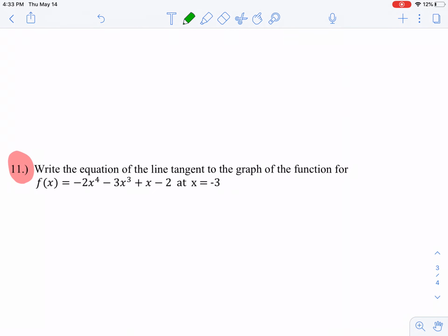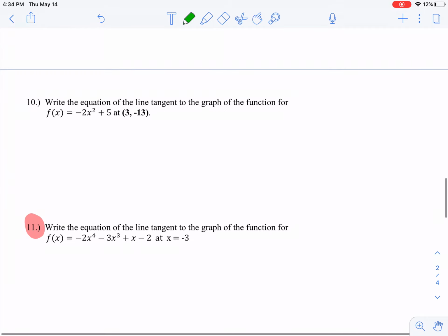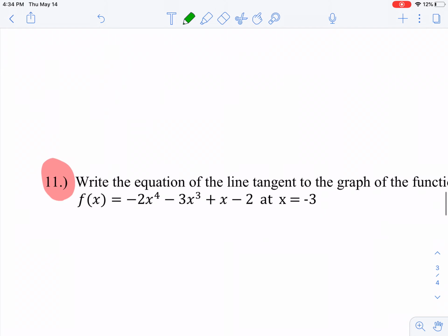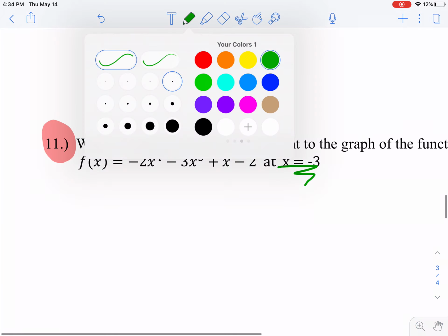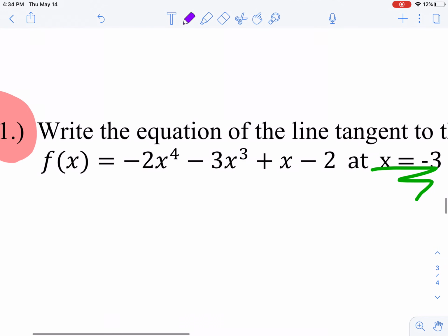Okay, and the last problem I'm going to do with you guys is number 11. This one says write the equation of the line tangent to the graph at x equals 3. The one before this is very similar, but it gives me the actual point. This one, I have to find the y value of the actual point.